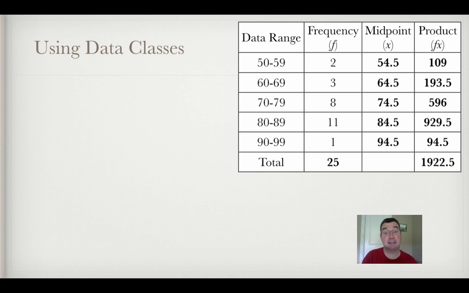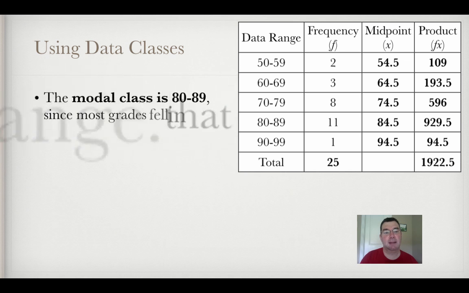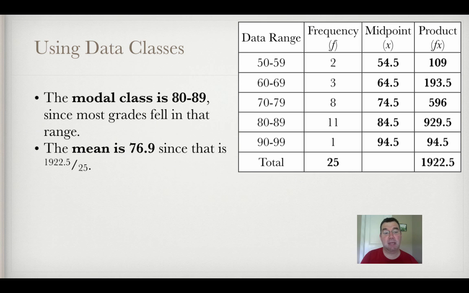Okay, so that's the same table. I haven't changed anything, but now let's calculate things. There is the modal class, which we've talked about earlier in this unit. That's the class that has the highest frequency. It may not be the grade that has the highest frequency, but it is the range of grades that does have the highest frequency, and that's from 80 to 89. The mean is going to be 76.9 because that's the total, 1,922.5, divided by the total number of grades that I'm considering, and that's 25 grades.